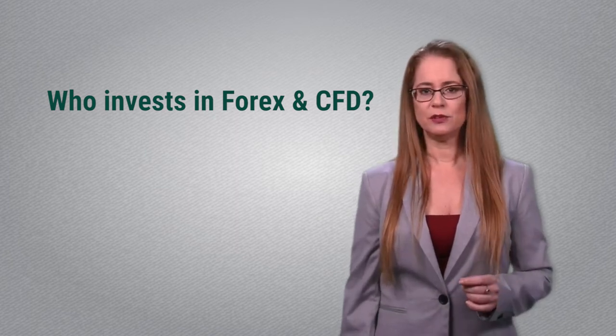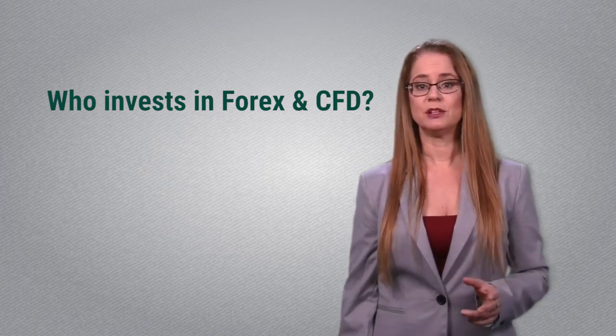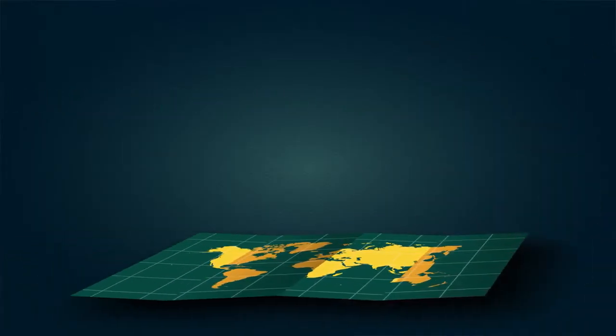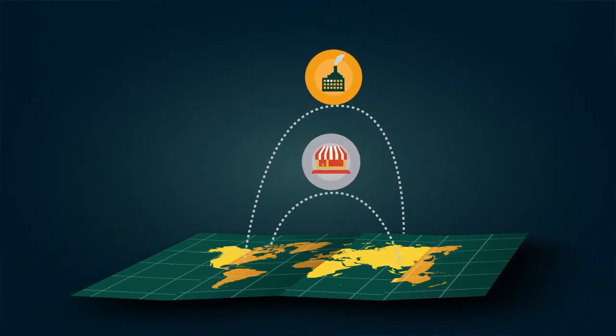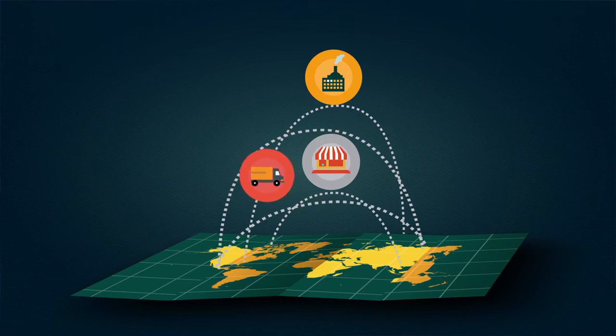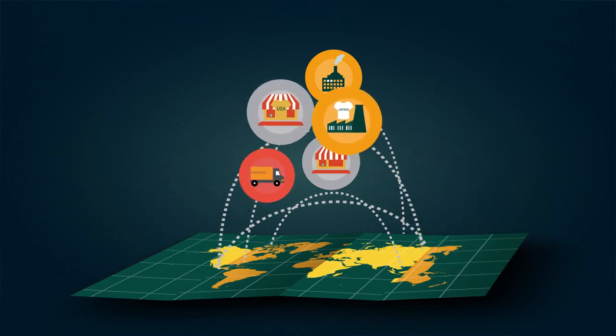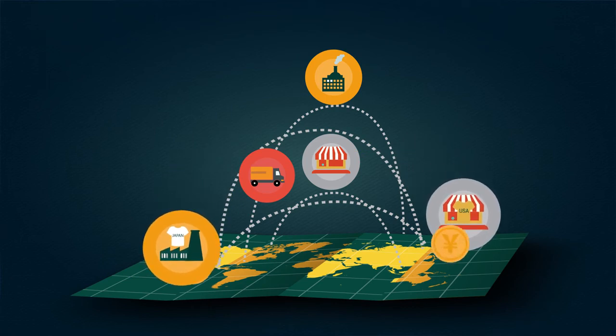Other entities are involved in the Forex and CFD market as a result of what they actually do. These include businesses that have international interests, like sales, production or subsidiaries abroad, etc. Such companies are continuously exchanging one currency for another, whenever they make a sale or pay a supplier.